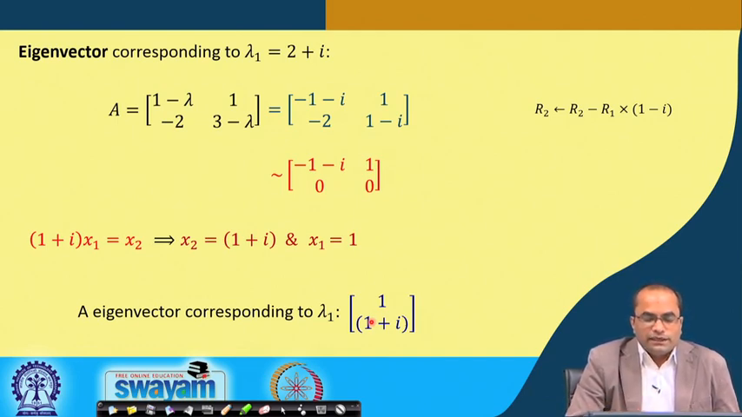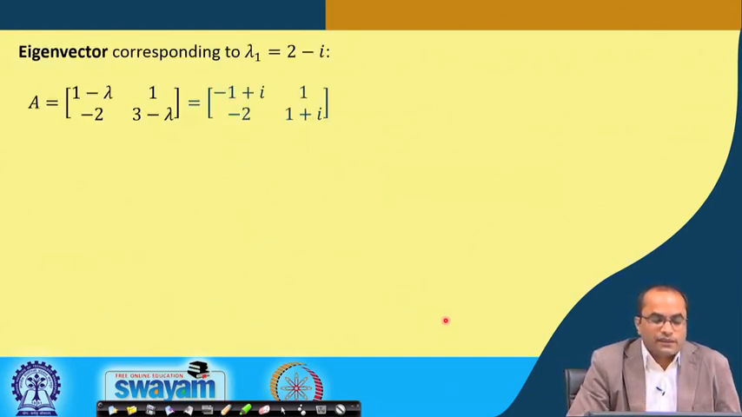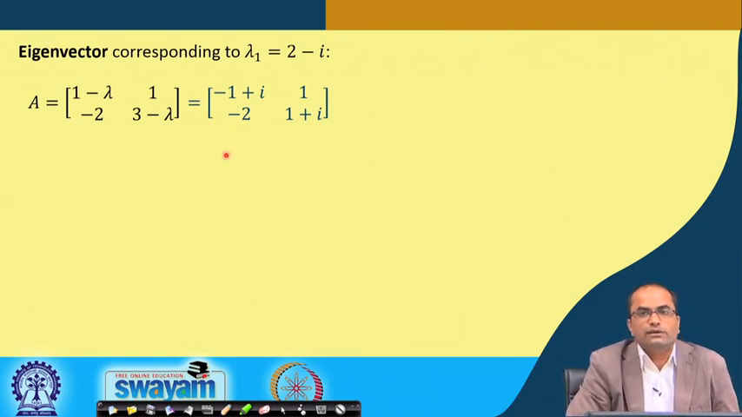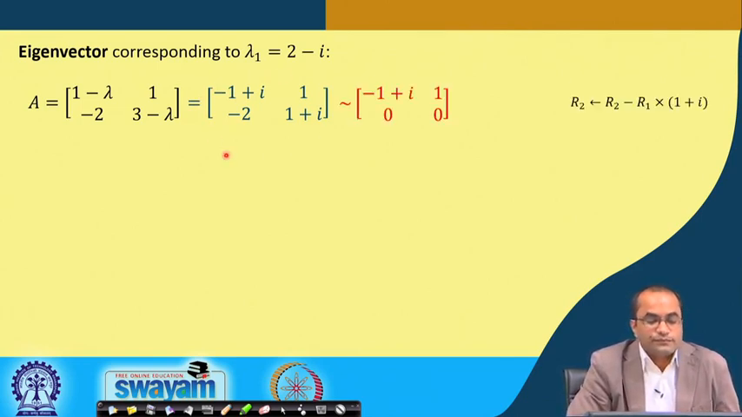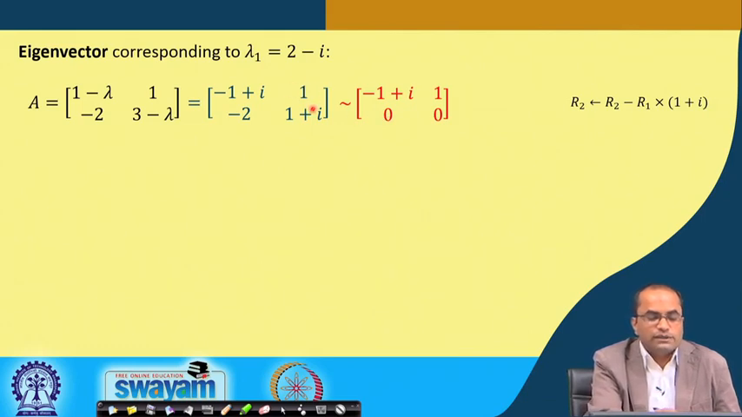The same calculation we can repeat for the other root, which was 2 minus i, and again this is our matrix now for this system of equations. By using the row transformation, R 2 becomes R 2 minus 1 plus i times R 1, and again the same situation here. When we multiply by 1 plus i, we will be getting again this minus 2 there, and here 1 plus i. When we subtract, this second row will become 0.